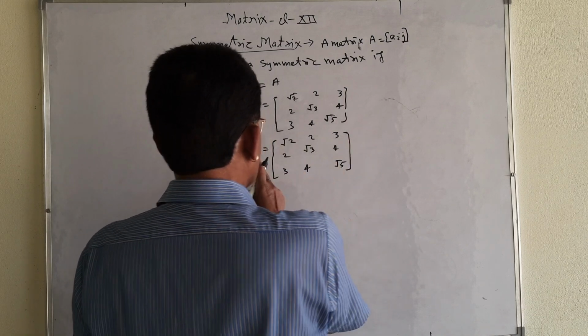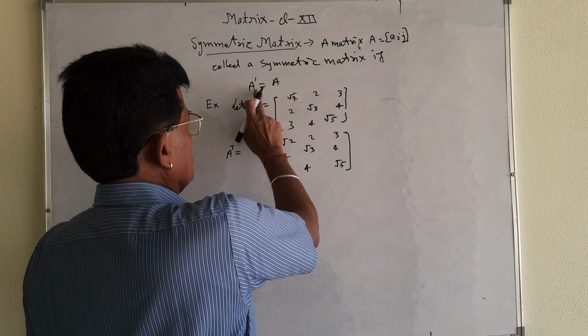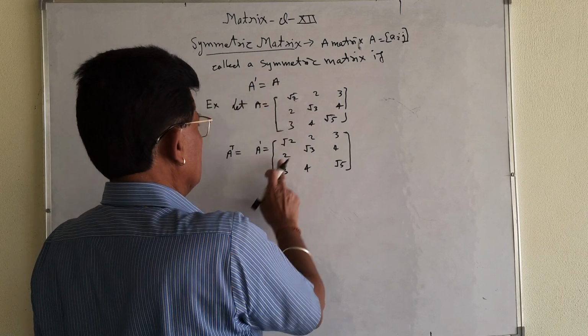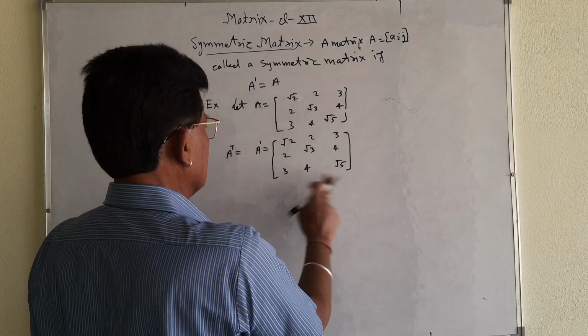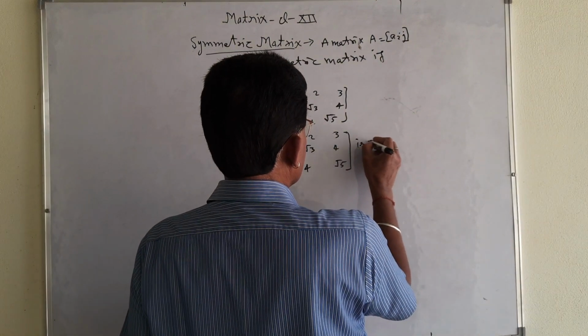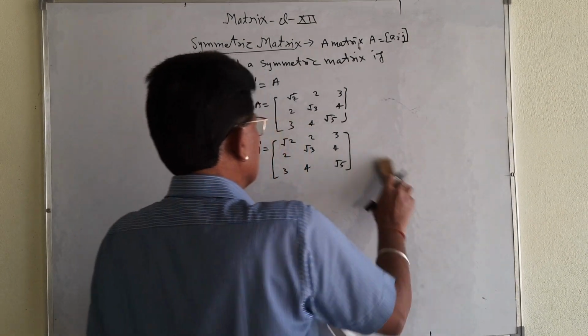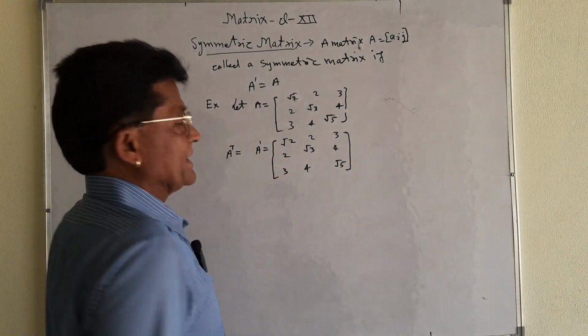You see, both are the same. Under the condition that the transpose of A is equal to A, you see the same thing you are getting. That is why this matrix is called a symmetric matrix. Already I have given the definition. Okay, this is the symmetric matrix.